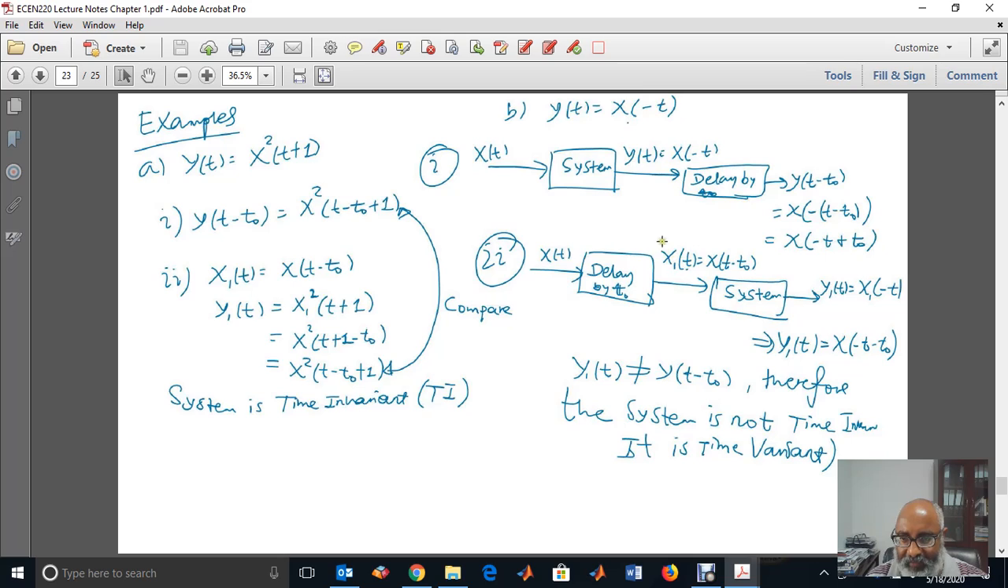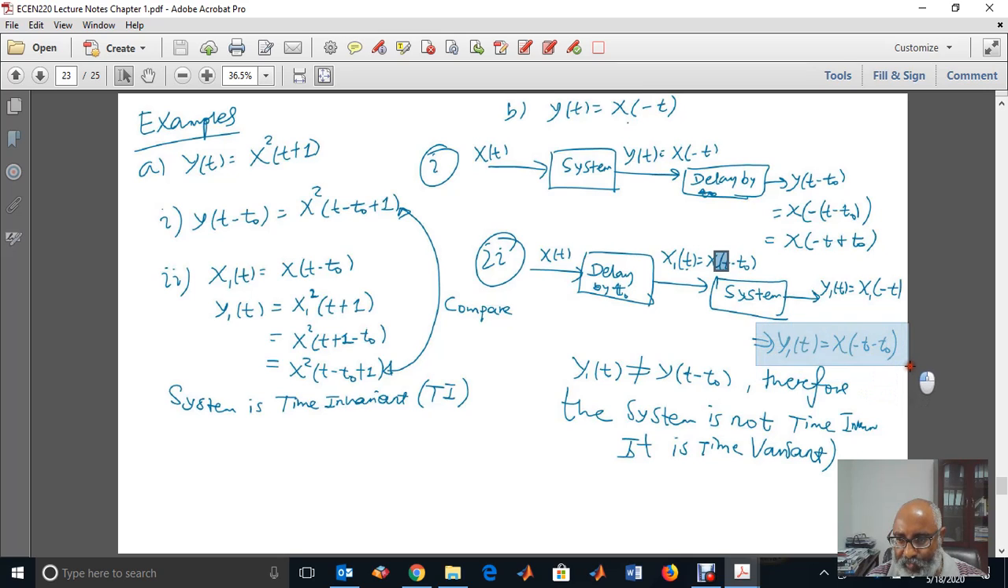Okay, whenever you give x1 of t, it will flip it. So x1 of minus t. So y1 of t is x1 of minus t. But x1 of t is x of t minus t naught. So what is x1 of minus t? The t here should change to minus t. Okay, so y1 of t is x of minus t minus t naught.